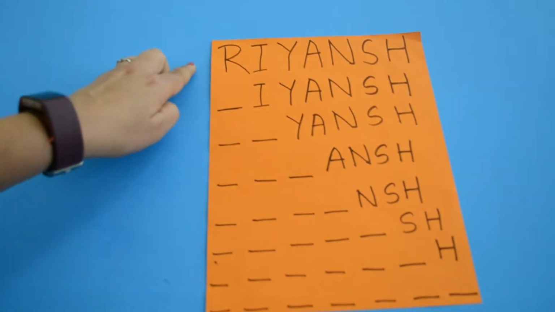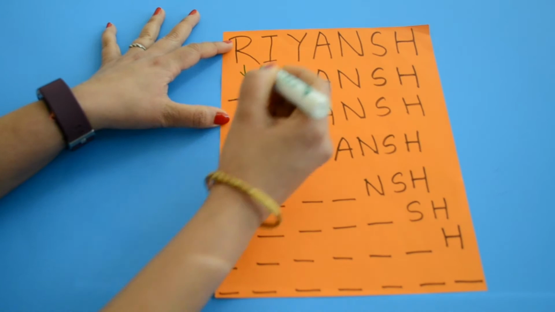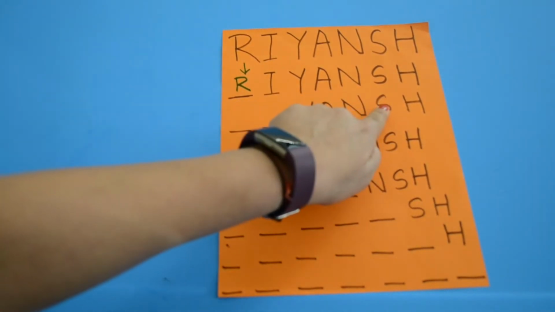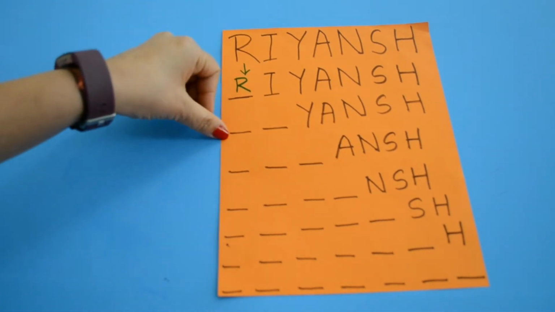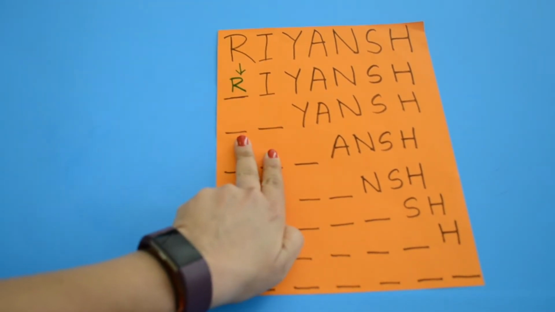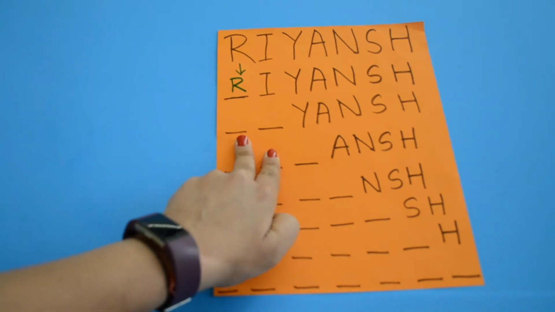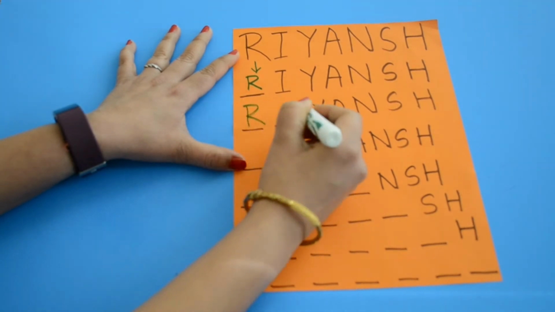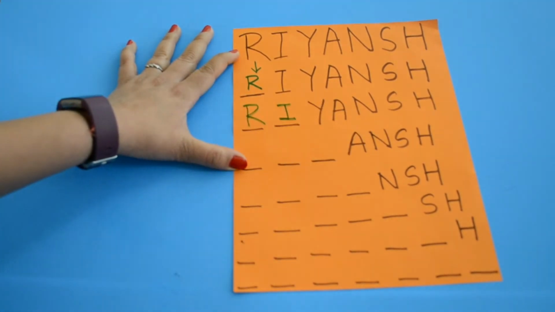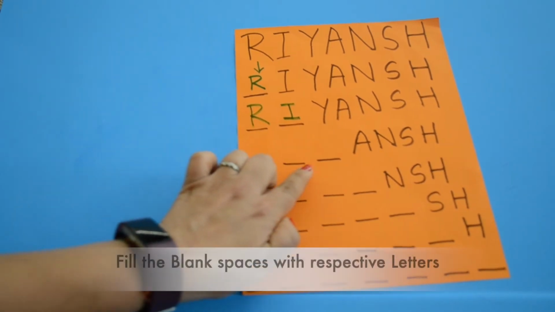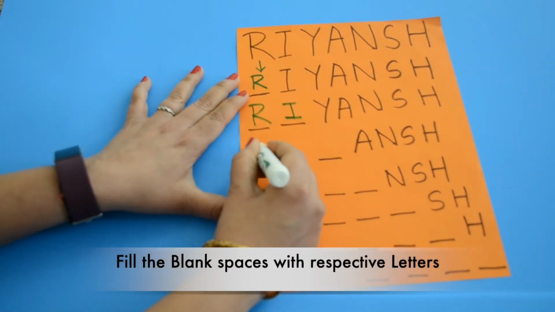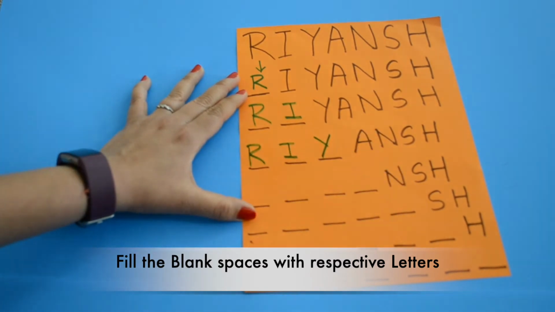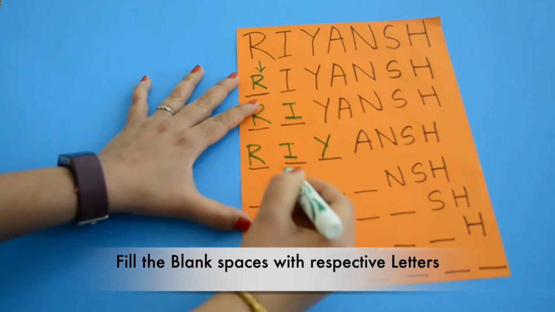So let's see how they will fill the blank spaces. In the first step, they will write the letter R. So his name will be complete: Riyansh. In the second step, two spaces are blank, so he will fill R in the first space again and I in the second space by observing the line above and complete his name Riyansh. Here there are three spaces, so R-I-Y. Then four spaces, so he will fill R-I-Y-A.